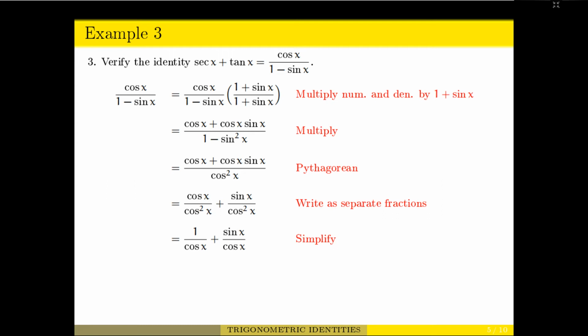We can simplify both fractions into 1 over cosine x plus sine x over cosine x. Now, the first fraction can be written as the reciprocal identity secant x, and the second fraction is a quotient identity that can be written as tangent x. Hence, we prove the identity secant x plus tangent x is equivalent to cosine x over 1 minus sine x.